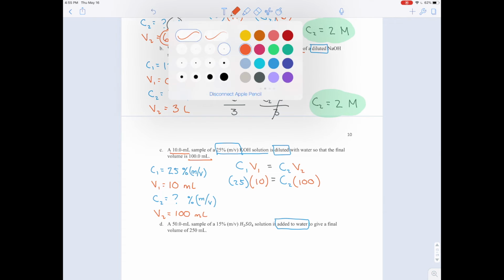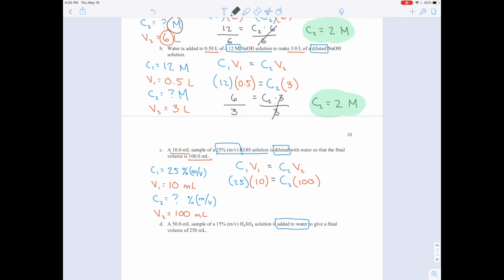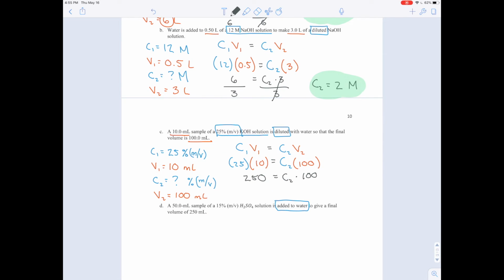All right, so 25 times 10, punch that into a calculator, you'd see that it's 250. So that equals C2 times 100. Now we want to get C2 by itself. Right now it's tied to the 100 through multiplication. So we're going to do the opposite operation to untie it, division, with the same number.